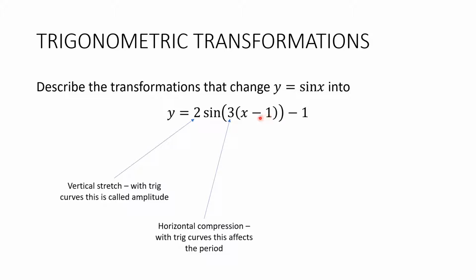This one here is a translation. It's going to translate it 1 unit to the right. And this one here is a vertical translation. It's going to translate it 1 unit down. So trig graphs are a really good way of having a look at all the transformations. The only one I don't have there, of course, is the reflection. I would need a negative here or a negative in front of the x.